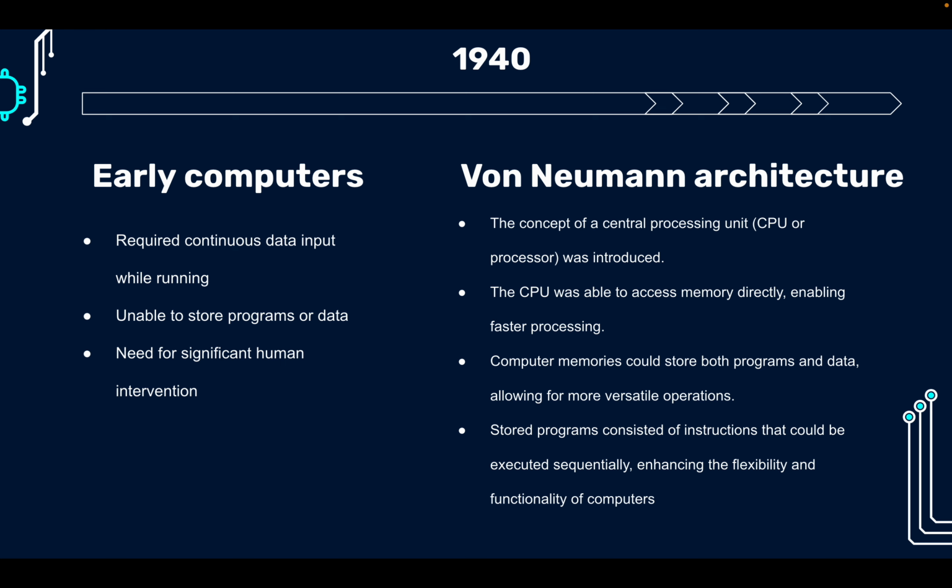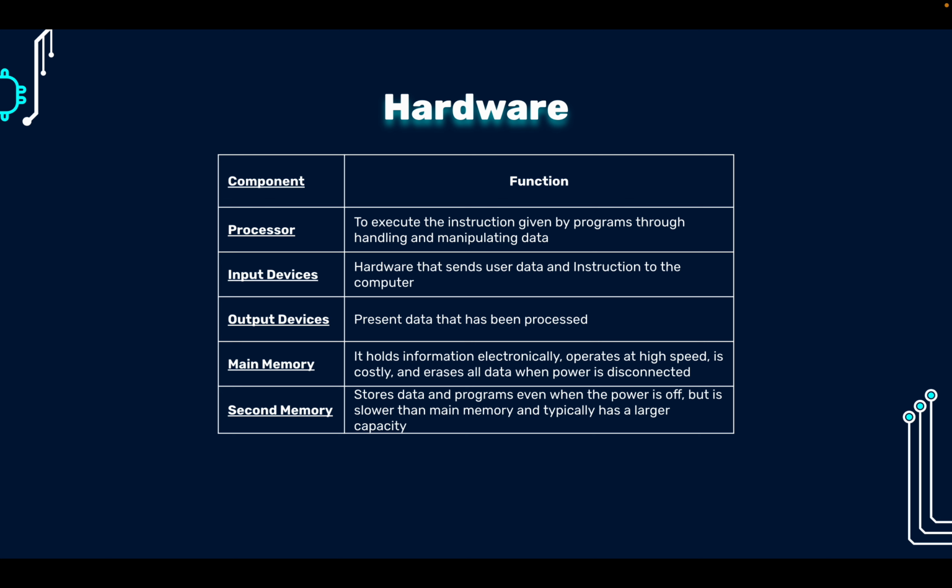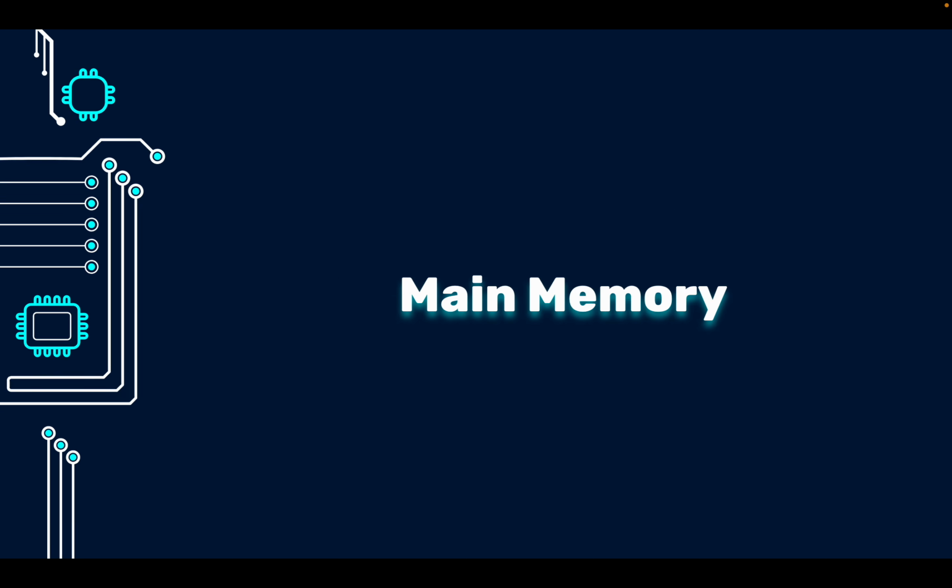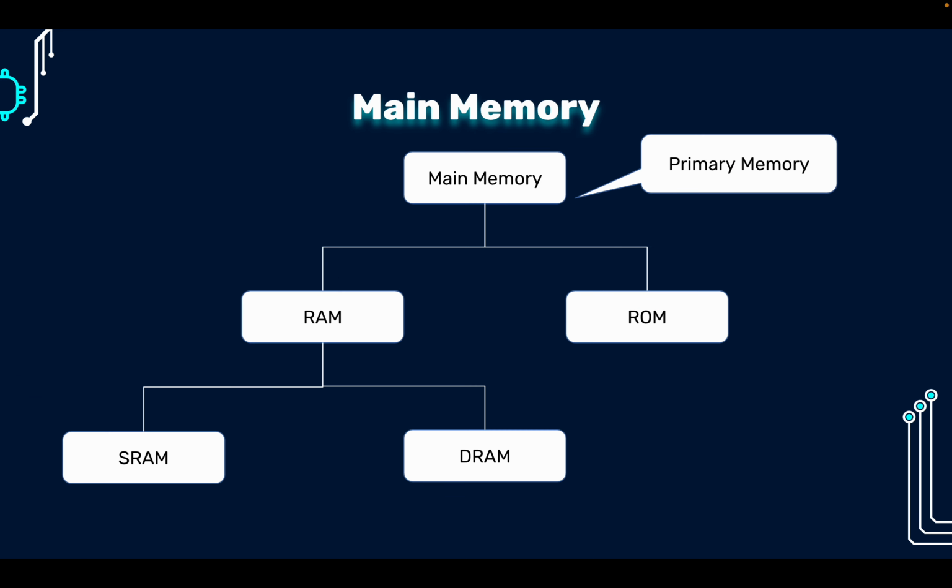So in this chapter we're going to talk about the important part of the von Neumann architecture, which is the memory we briefly talked about in the previous chapter. First we're going to talk about the main memory. The main memory refers to the internal device used to store data and can be directly accessed by the computer. We also call it primary memory. Main memory includes two types of memory, which are ROM and RAM.